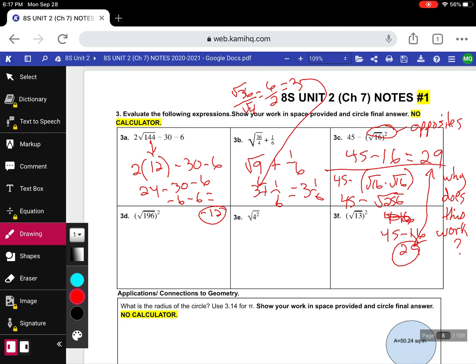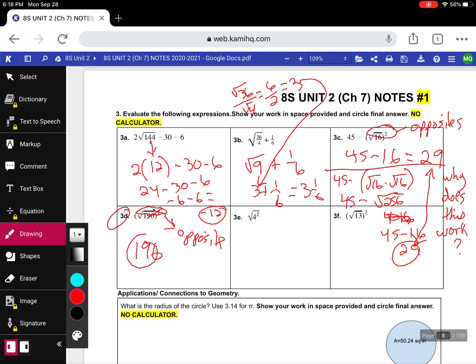Okay? Which means the same thing over here, right? In 3D, square root of 196 squared. Those are opposites. And we're literally going to cancel them out. And we're going to say our answer is 196. Okay?